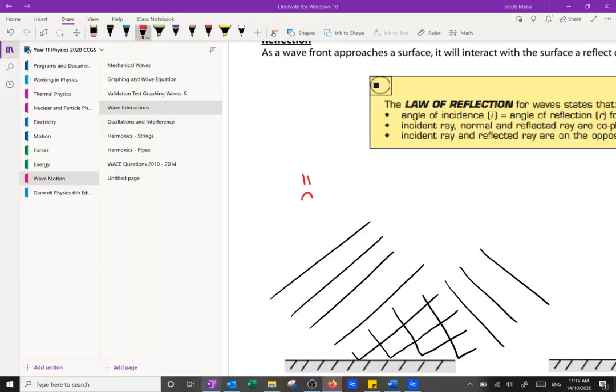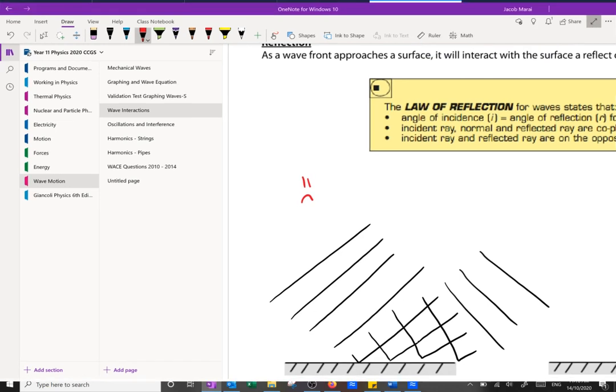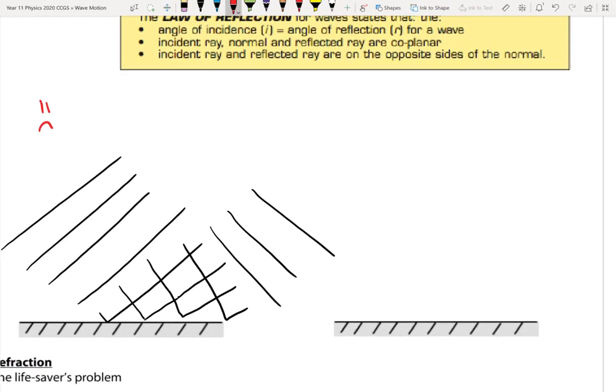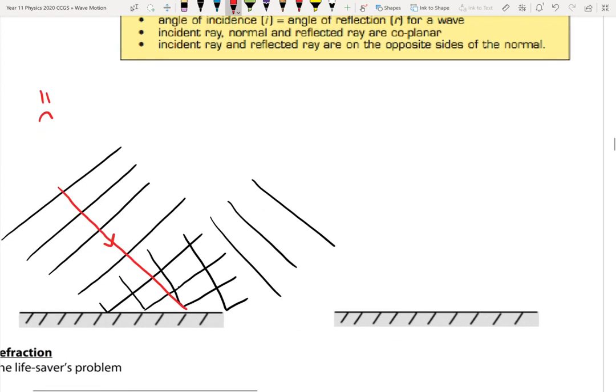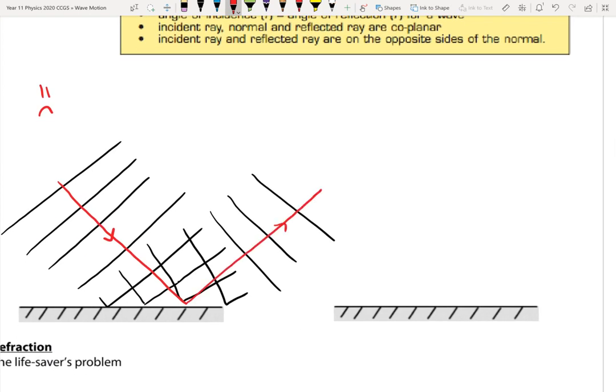What lends itself better is drawing a ray. So let's just add our ray to this diagram. I'm going to draw a line that's perpendicular to the wavefronts, travelling in the direction of motion, and I'm going to then bounce this off that way, like so.